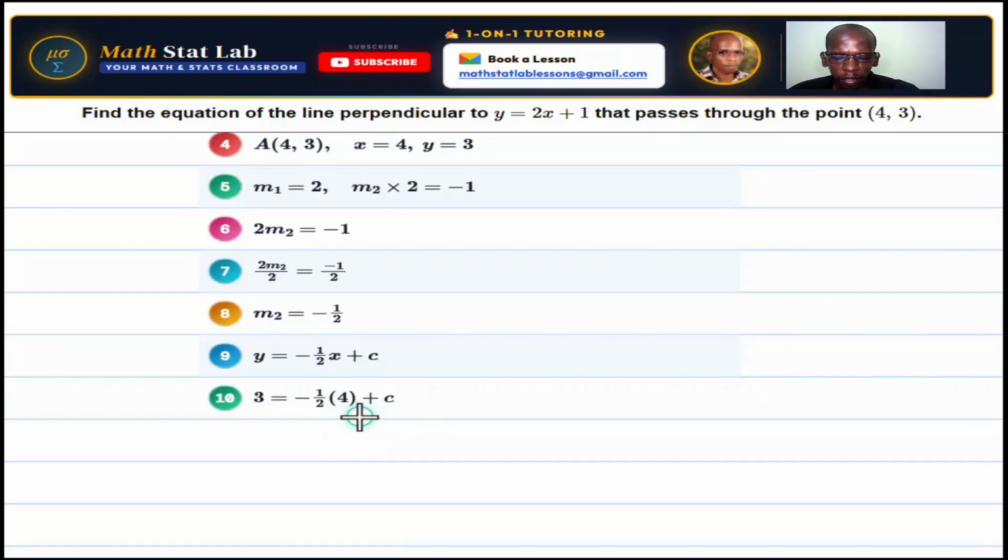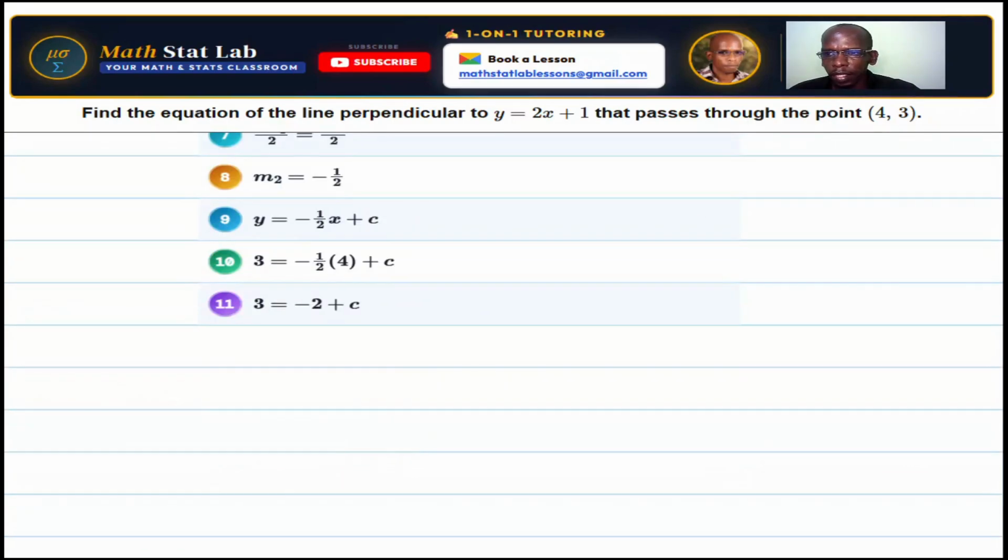Now it is just the normal calculation. Negative half multiplied by 4 is -2, because 4 divided by 2 is 2, and 2 multiplied by -1 is -2. Then we have our original 3, then plus c. So what do I do to get c? I just need to move the 2 to the other side of the equal sign, and because it was negative, on the other side it will be positive. So c is equal to 3 + 2, which is 5. Now we have the intercept of our new line.